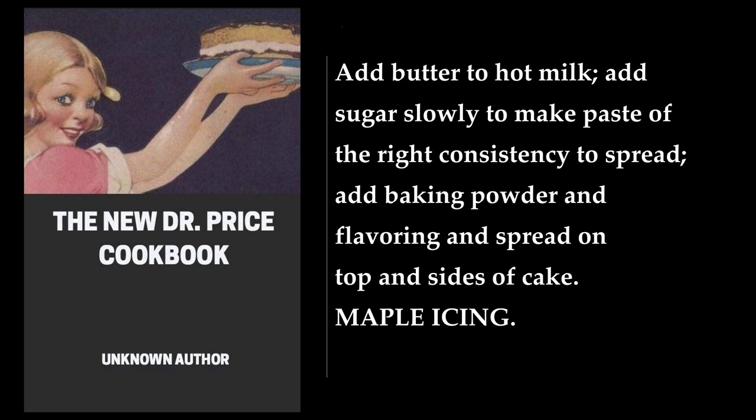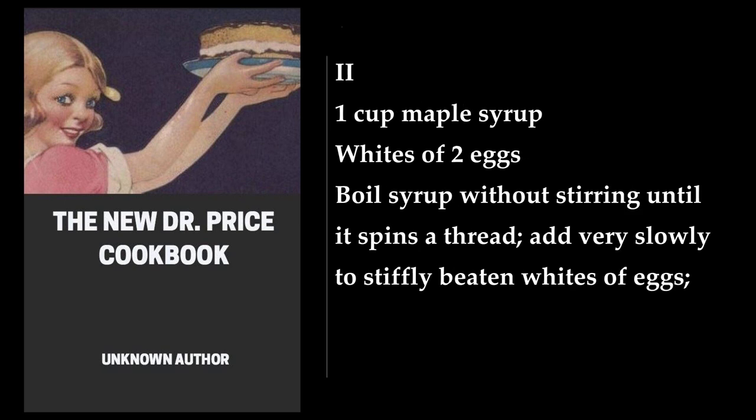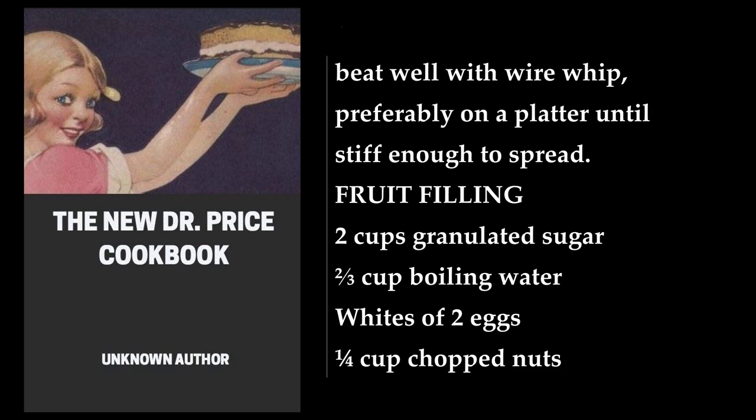Maple icing. 2. 1 cup maple syrup. Whites of 2 eggs. Boil syrup without stirring until it spins a thread, add very slowly to stiffly beaten whites of eggs. Beat well with wire whip, preferably on a platter until stiff enough to spread.